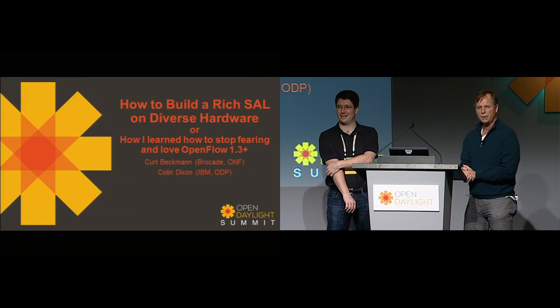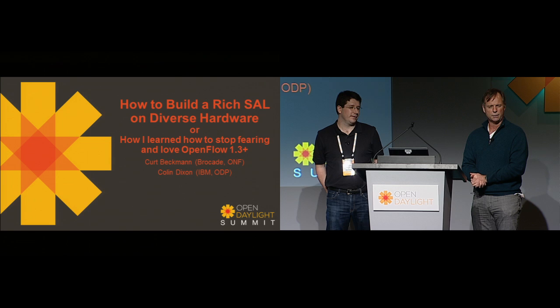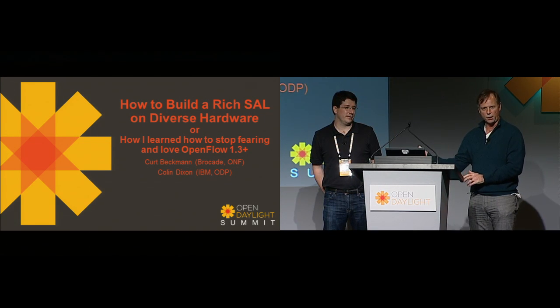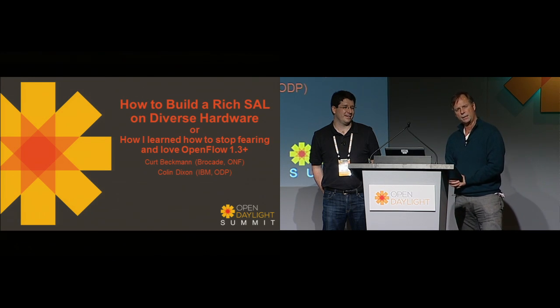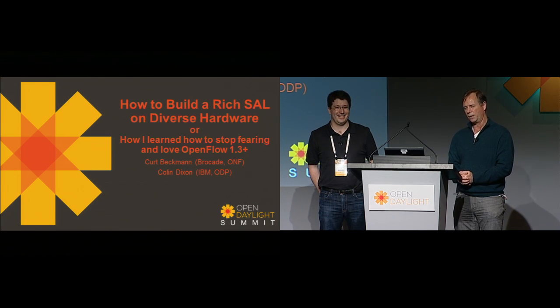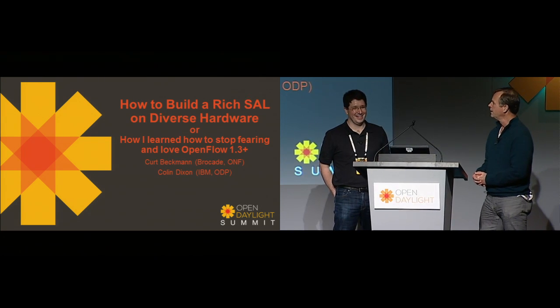My name is Curt Beckmann. I'm a principal architect at Brocade, and I'm chair of the Forwarding Abstractions Working Group at the Open Networking Foundation. Colin was pretty active in that working group up until about a year ago, and then he kind of mysteriously went silent, and I didn't know why for a few weeks, and then I knew why.